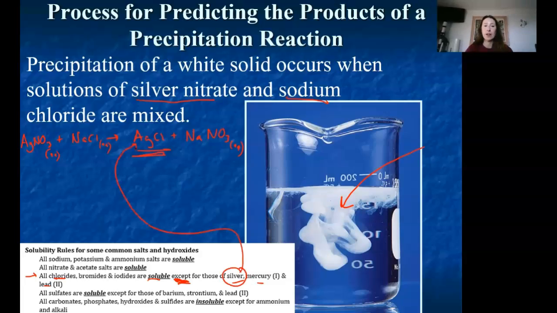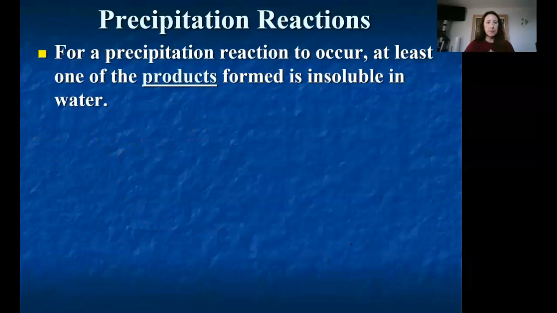We have silver. So that "except" means that it's a solid. Because remember, soluble is AQ, except that means it's insoluble, so it is a solid. So this white here, this is silver chloride. It doesn't come apart in water. The silver and the chloride are all stuck together.